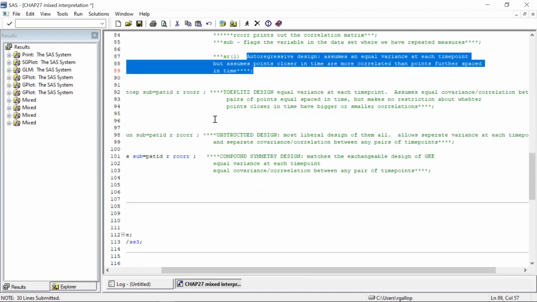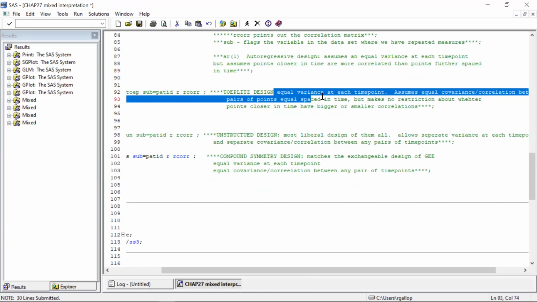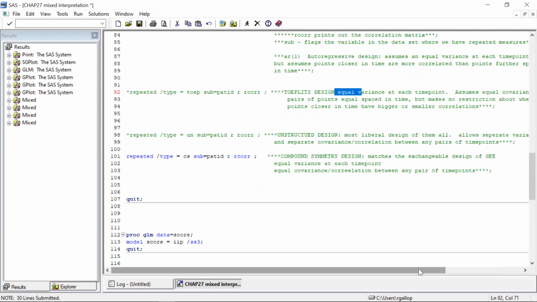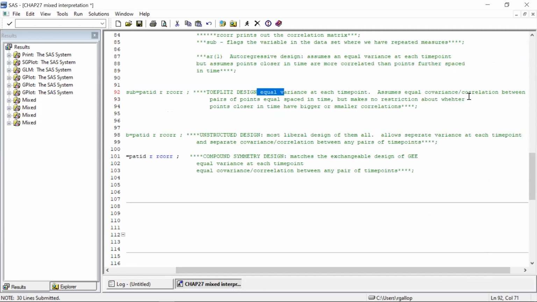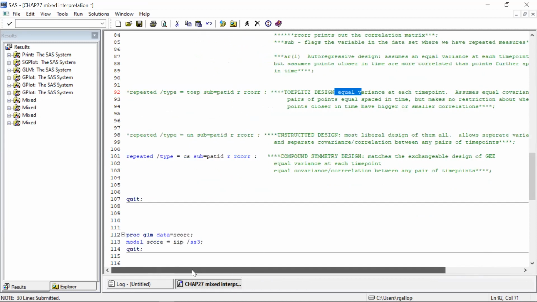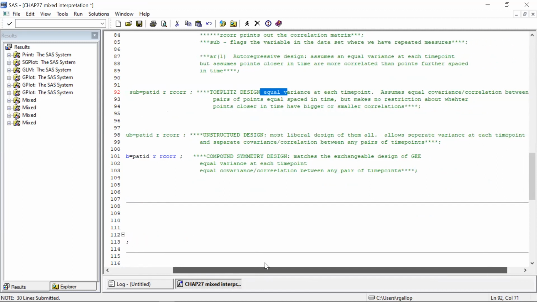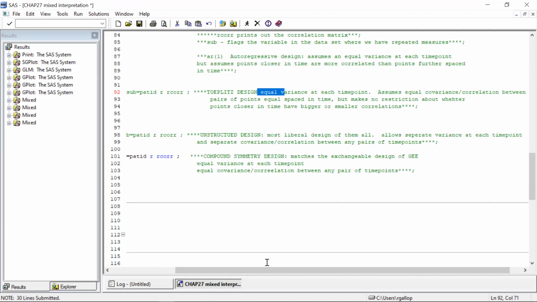in time. The Toeplitz design assumes equal variance at each time point, assumes equal covariance correlation between any pair of points equally spaced apart in time, but makes no restrictions about whether points closer in time or further in time have bigger covariances. The unstructured, like we said, the unstructured on line 98 is the most liberal of them all, allows all separate variances at each time point and separate covariance correlations between any pairs of time points.